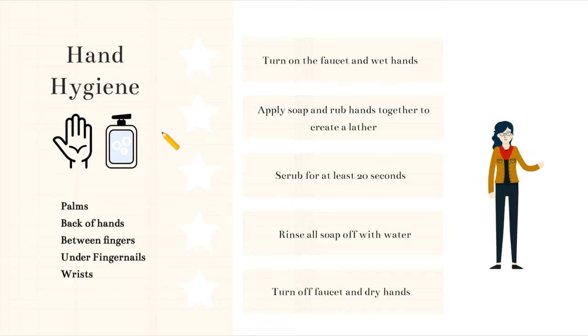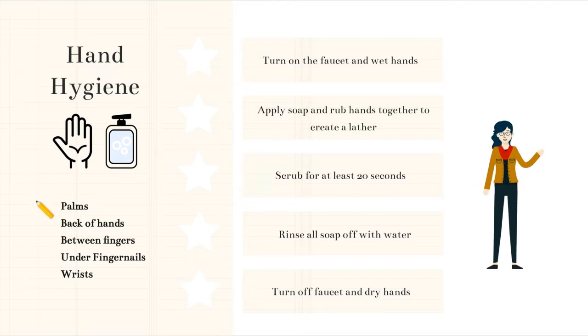Fortunately, washing your hands is one of the best ways to prevent the spread of germs. Having good hand hygiene is very important for people who work in the healthcare field. The steps of hand washing start by turning on the faucet and wetting your hands. Next, you'll apply soap and rub your hands together to create a lather. Then you'll scrub your hands for at least 20 seconds. One way to make sure that you're doing this for long enough is to sing happy birthday.